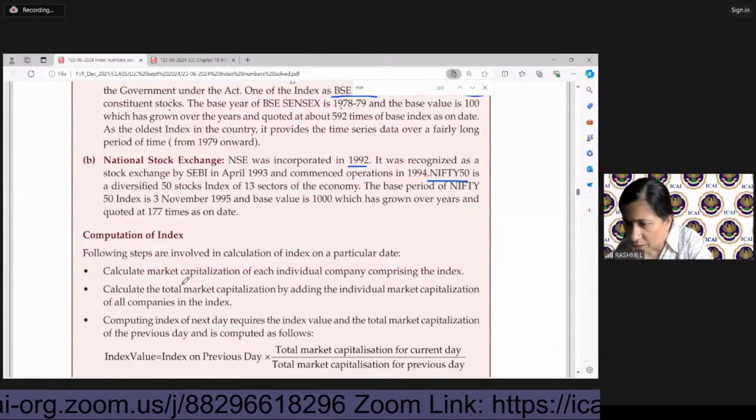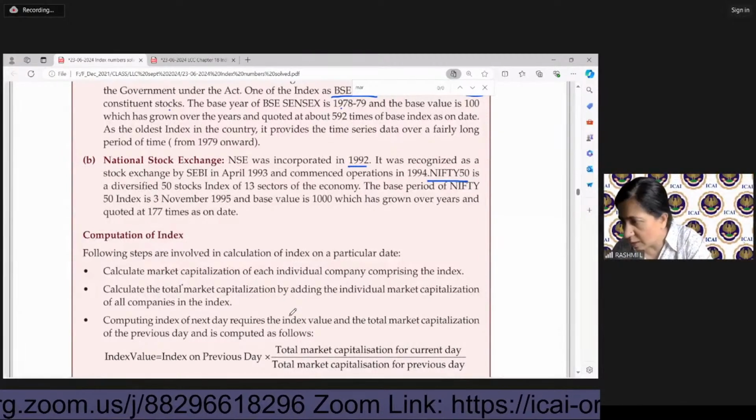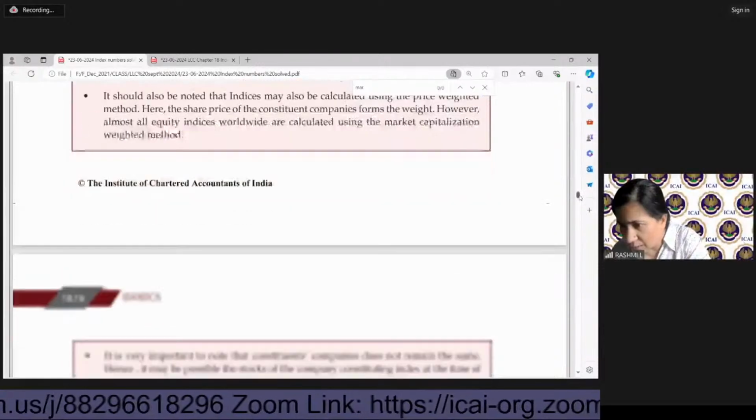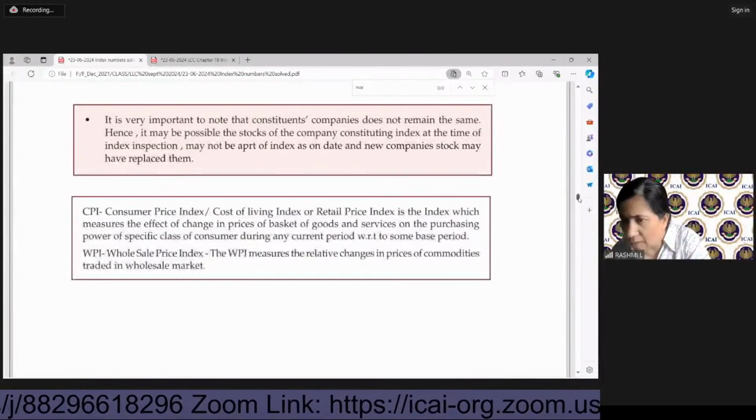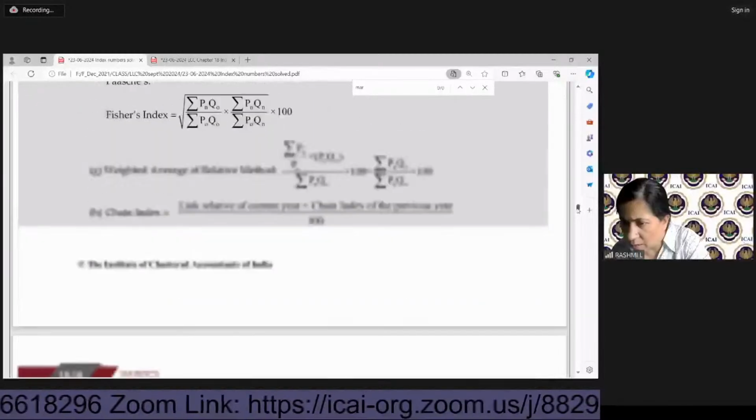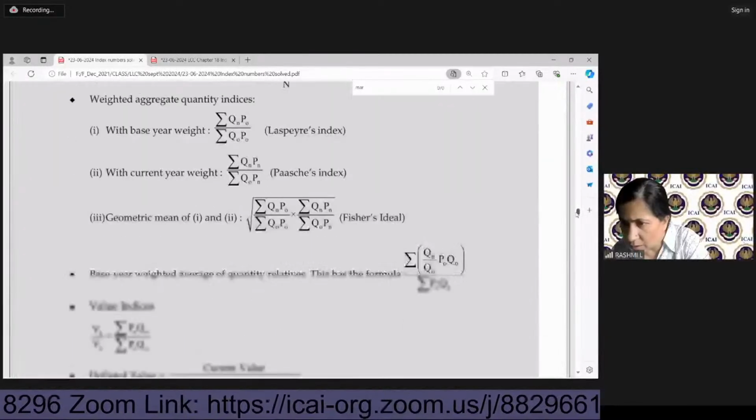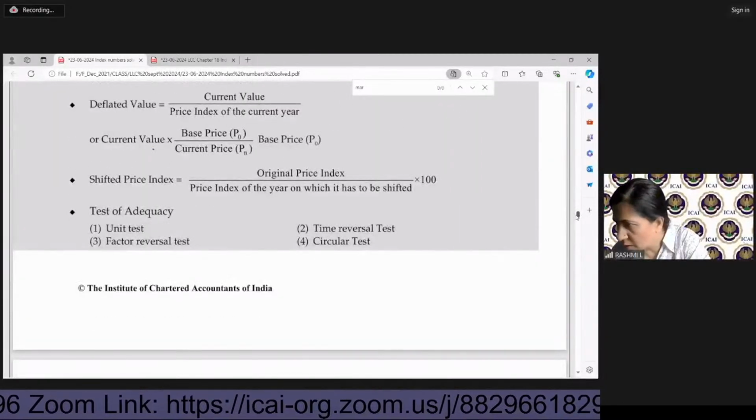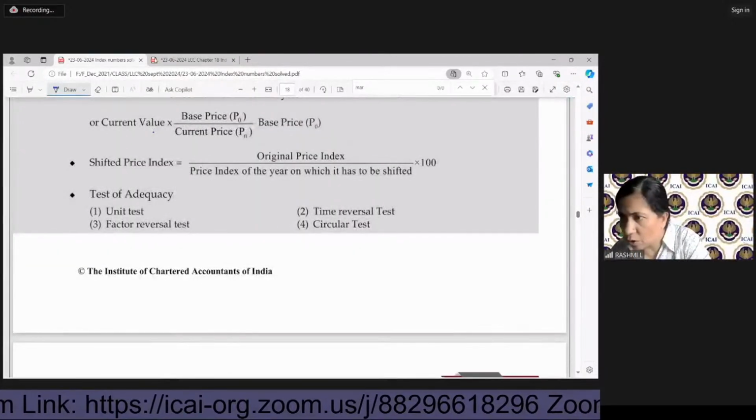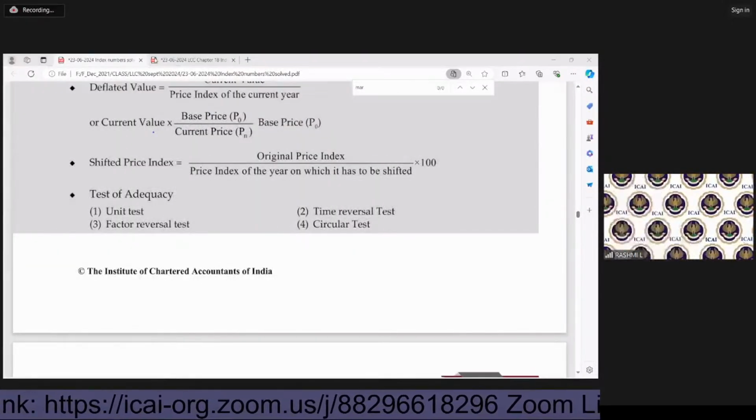Then we have, what are the steps to calculate the index? So we want to talk about tests of adequacy.